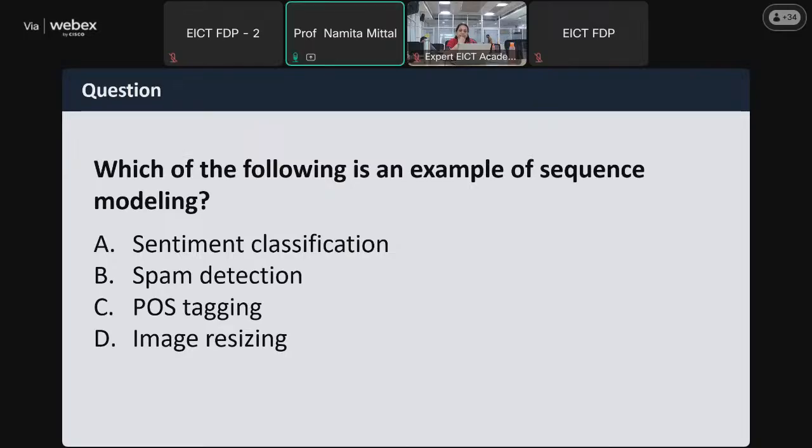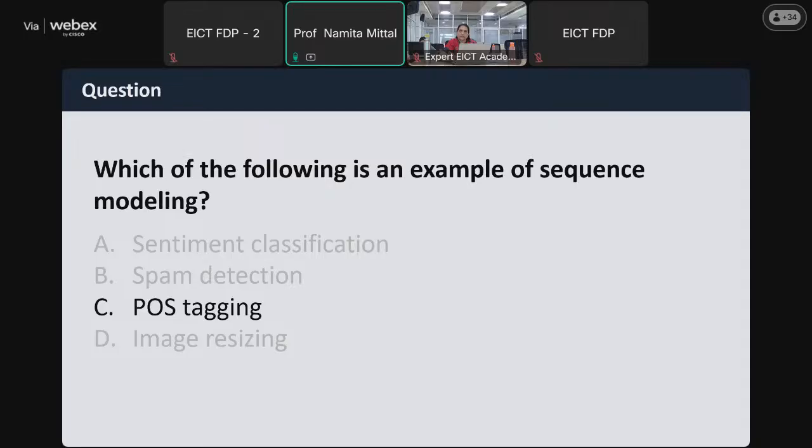Which of the following is an example of sequence modeling? Sentiment classification, spam detection, part of speech tagging, image resizing. Sequence modeling has two things, either part of speech or NER. It's nothing to do with spam detection. Spam detection is based on the tokens inside the text we are checking, so it is kind of a classification problem. The first is also classification. Part of speech is sequence modeling, and image resizing has nothing to do with this, right? So the answer is C. You're right, Prasad.